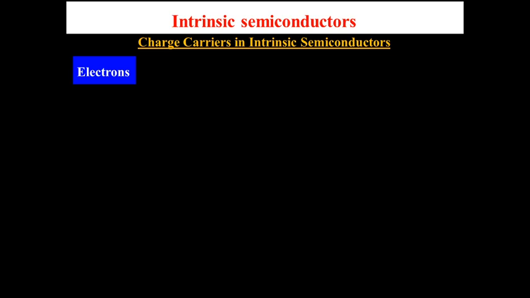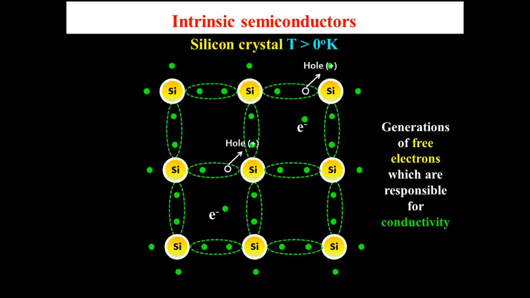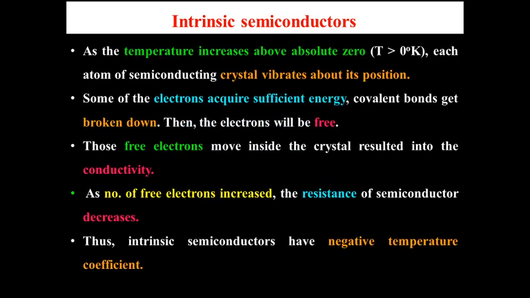Again I am showing that picture. When this free electron is moving inside this silicon crystal, it may sometimes encounter a hole, so it again combines with that hole. So this process is nothing but the recombination. So recombination can also take place in intrinsic semiconductors.